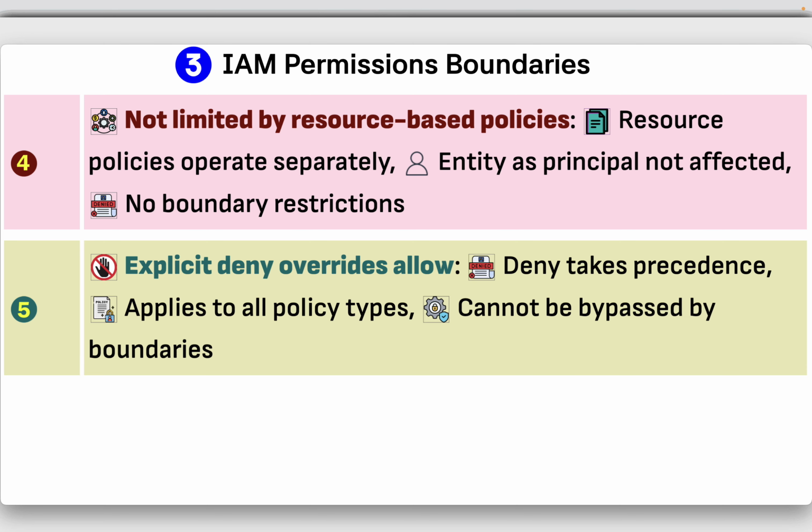Explicit deny overrides allow. So in IAM, an explicit deny in any policy will override permissions granted elsewhere, including within permissions boundaries. So this is in general. If there is an explicit deny statement, it will override any kind of allow.